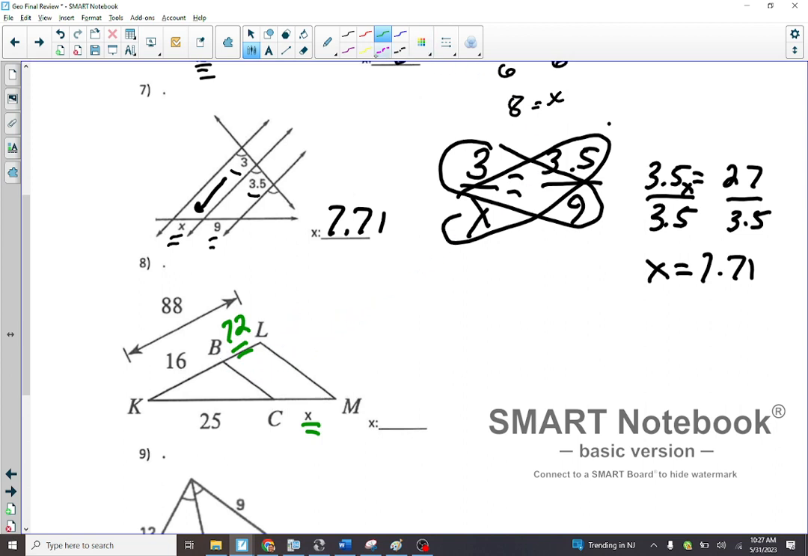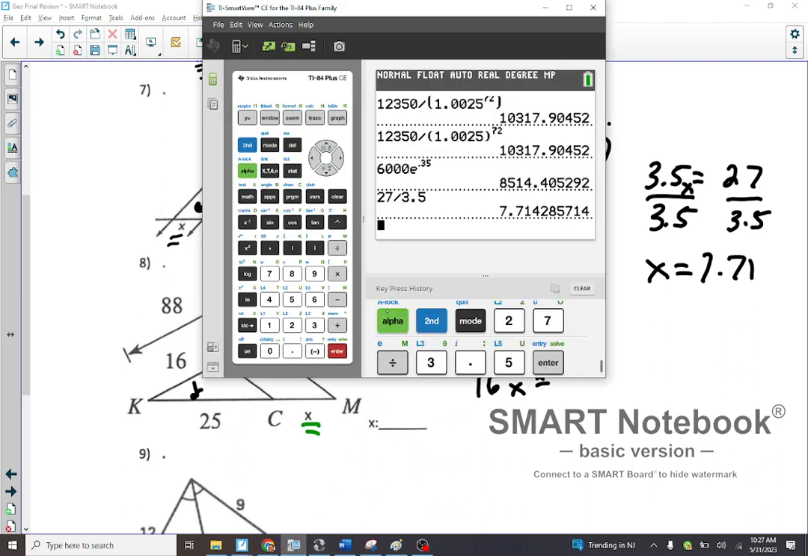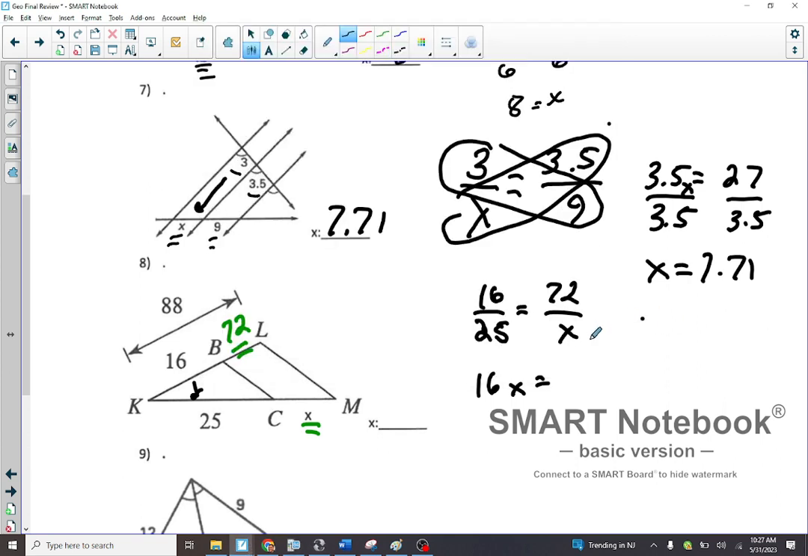So the setup would be, you could do across to across, 16 to 25. Equals, if I did 16 on top, 72 will stay on top, over x. A little cross multiply. 16x equals 72 times 25. I'm sure everyone could do that in their head. 16x equals 72 times 25, that's 1,800.